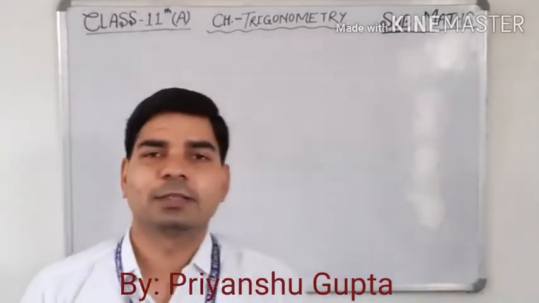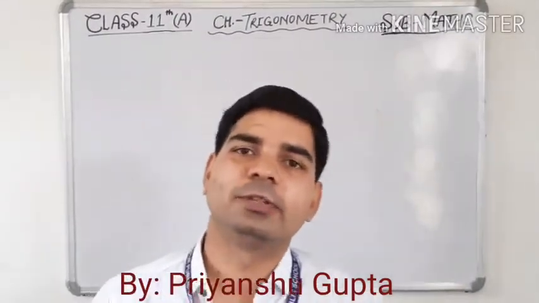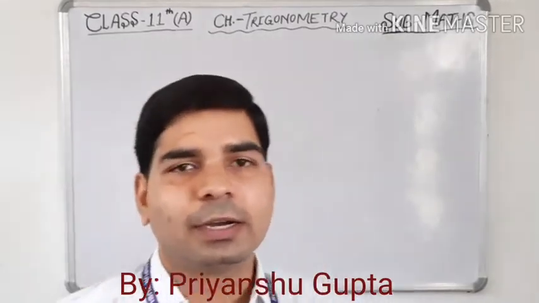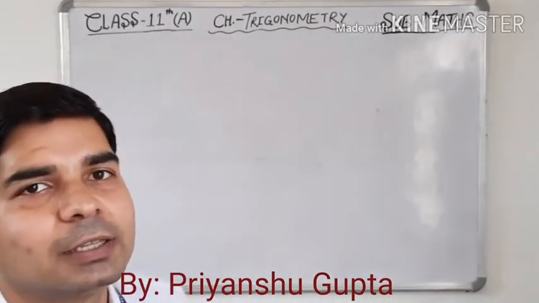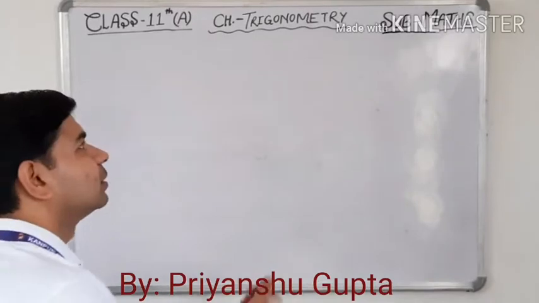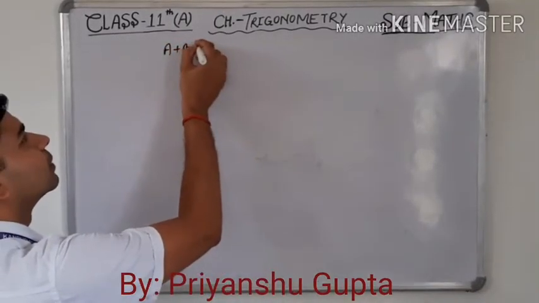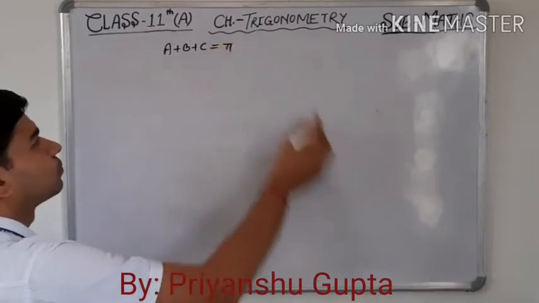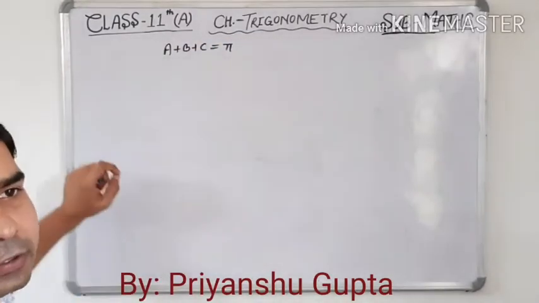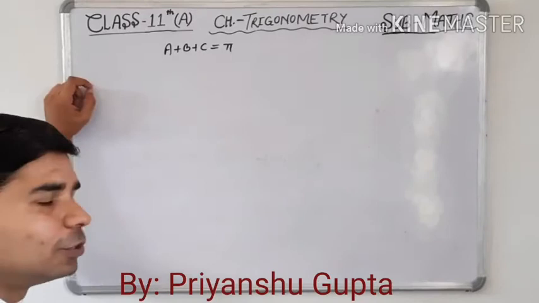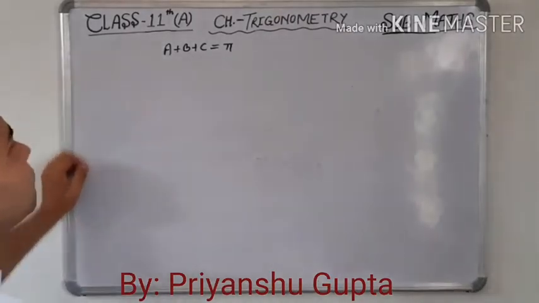Good morning, students. Today we are going to continue the previous topic, conditional identities involving the angles of a triangle, in which you are given the condition a plus b plus c equal pi. Now we are going to discuss some questions of this topic.